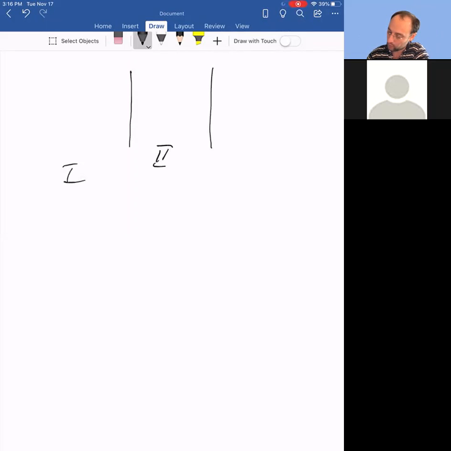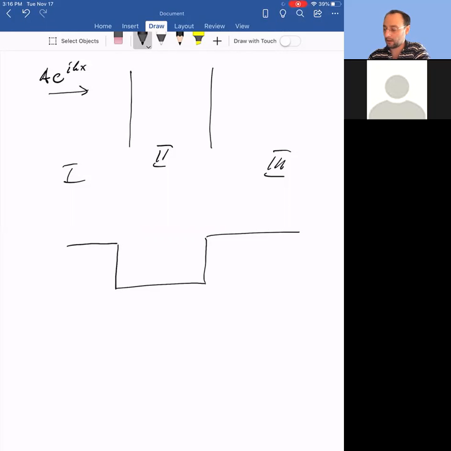Region 2, Region 1, and Region 3, where the potential energy looks like this, right? And we discussed that here you have an incoming wave, A e to the i k1 x. Then you have a reflected wave, the net reflected wave, B e to the i k2 x. And then you have a transmitted wave, E e to the i k1 x. Sorry, this is k1, not k2.